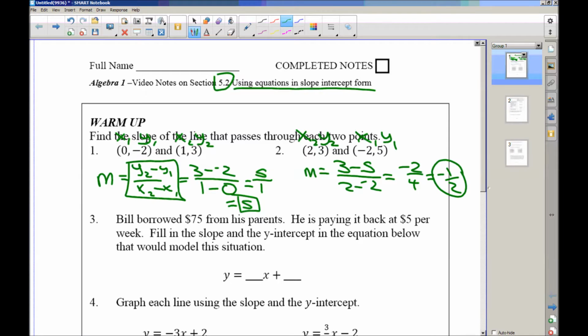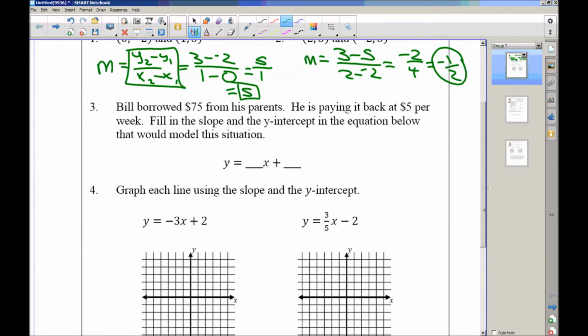Bill borrowed $75 from his parents. He is paying it back $5 per week. Find the slope and the y-intercept in the equation below that would model this situation. So he borrowed $75 from his parents. So there's 2 ways to write this. We can say he owes them currently $75 and he is paying them back $5 every week.